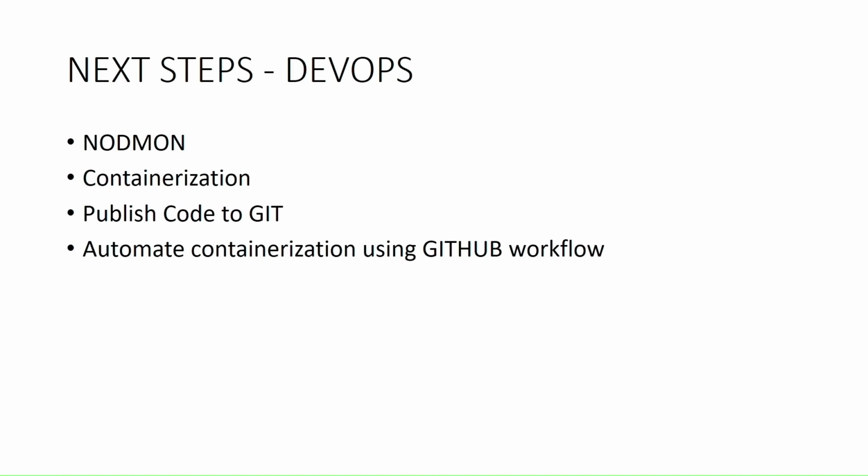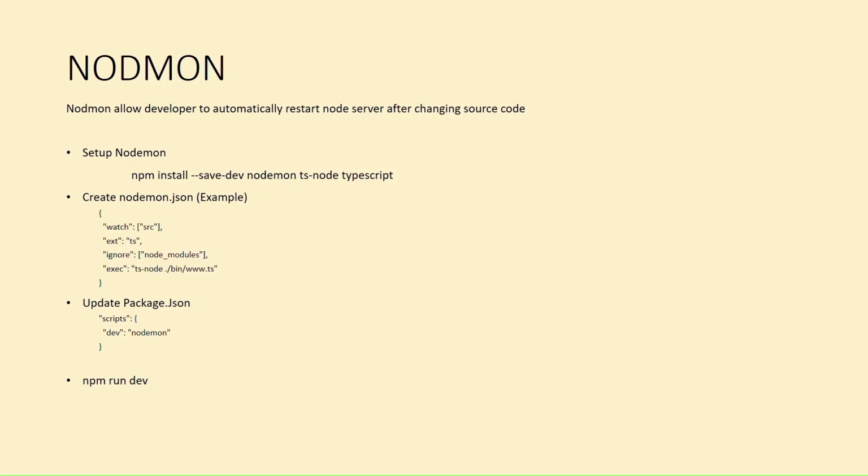So for DevOps, we will be configuring Nodemon for easy development and restarting of Express server. And then we will add a Docker file for containerization. As a third step, we will push our source code folder to GitHub. The last step will be automation of containerization using GitHub workflow and pushing resultant containers into Docker's repository and GitHub repository. Nodemon allows developers to automatically restart Node server whenever there is a change in the source code.